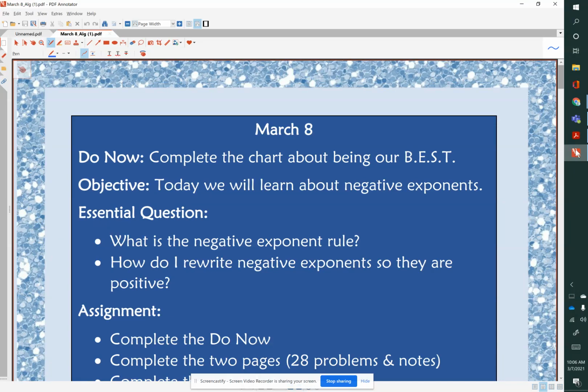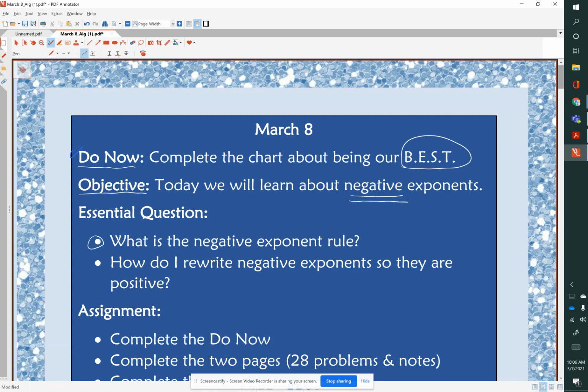We will start with our do now. Let's get a color that shows up well here. How about the white? We'll start with our do now. We are starting our new PBIS program today, so we're talking all about being our best. Our objective will be to learn about negative exponents today.